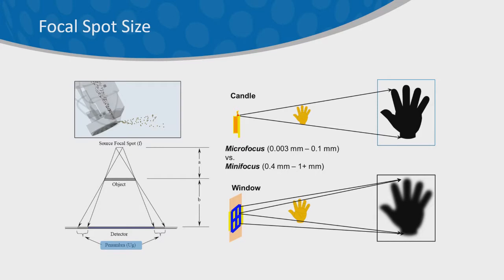Again, the shadow analogy we use on that is, if you have an open window and put your hand up, typically your shadow will be blurry.